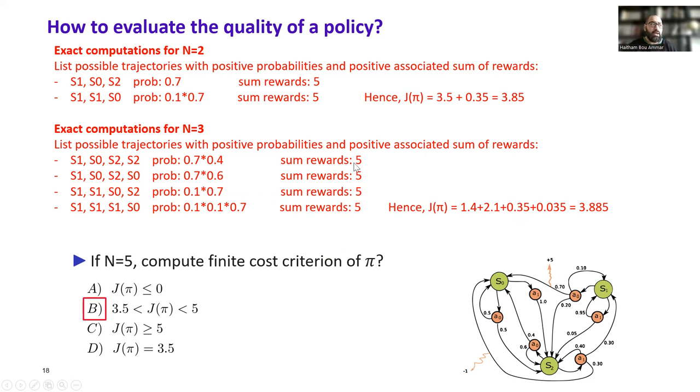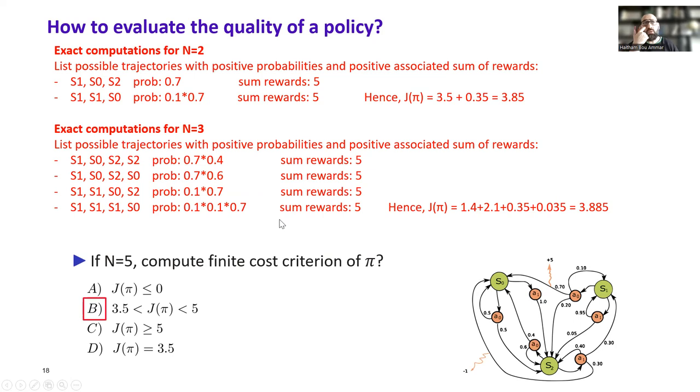So all you're doing here is the same as for n equals 2, but for n equals 3. We're listing those trajectories, we're listing the probability that those trajectories could happen that correspond to some reward, and then we multiply the probability by the sum of the rewards, and then we add them. Okay, and now for n equals 5, just play with that. You will notice that it will be between these two bounds. So the answer would be B in this situation.